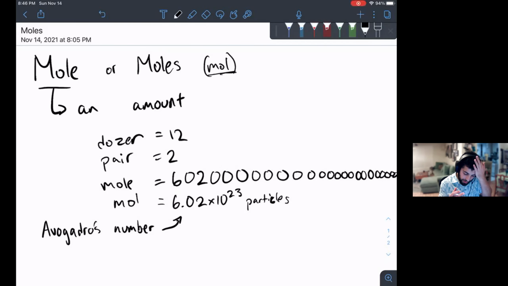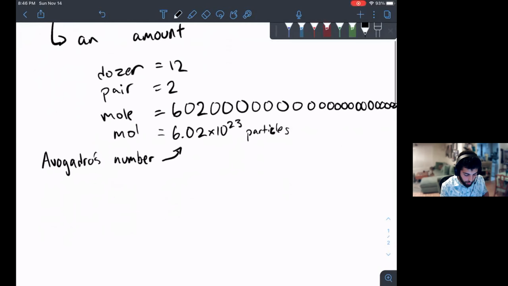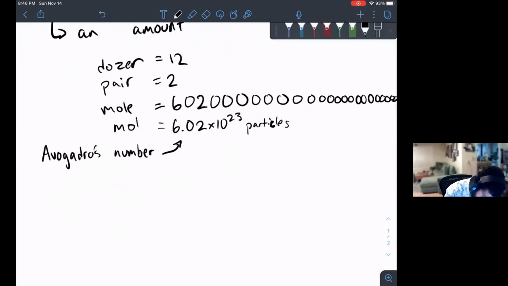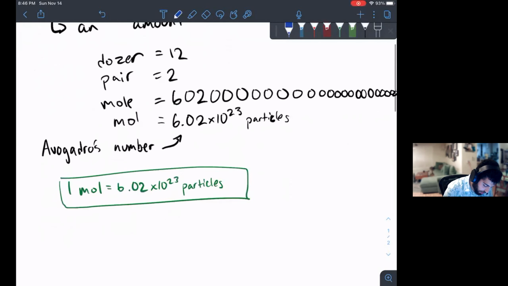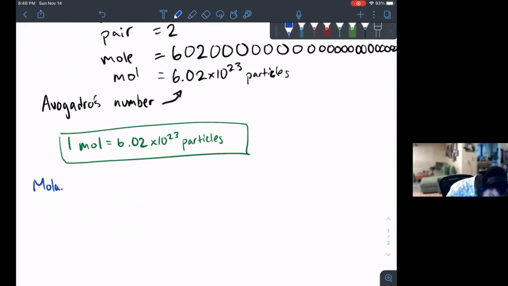All right, so why does this even matter? Well, for two reasons. First, we can just say that 1 mole is equal to 6.02 times 10 to the 23rd particles. And I'm just going to keep this right here, and keep that in our mind as we move on to the next section, where we look at what's known as a molar quantity, or molar mass.